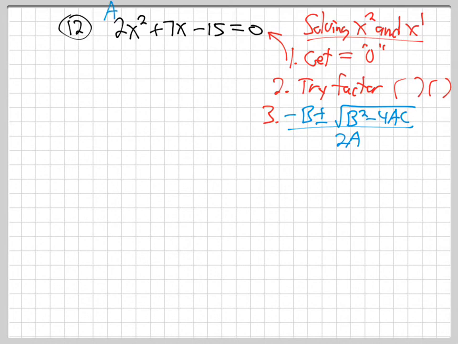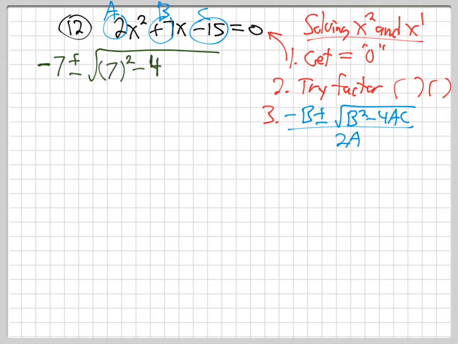So a is 2, b is the 7, c is the minus 15. Good. So that review was beneficial for us. We've been over many of these things. So here we go. Negative b, negative 7, plus or minus the square root of b squared, 7 squared, minus 4, times a, times c, negative 15, all over 2 times a.